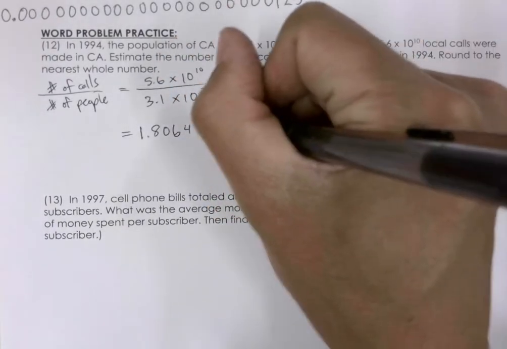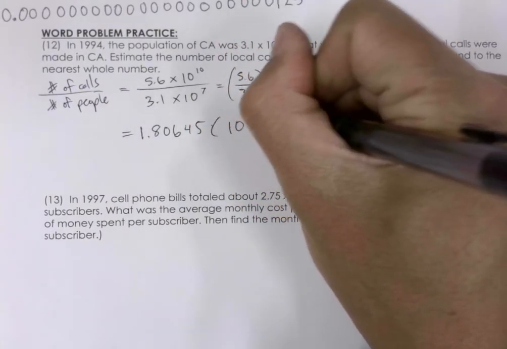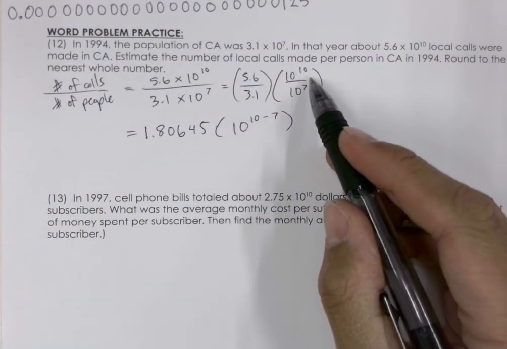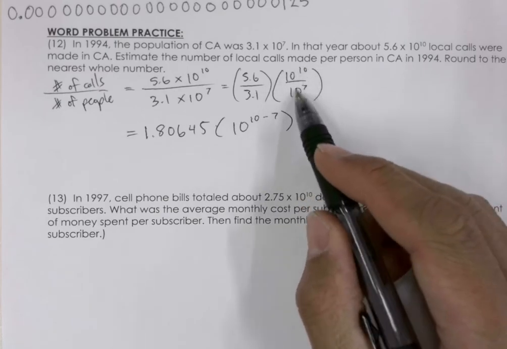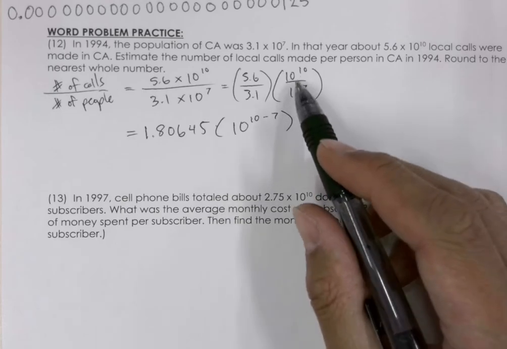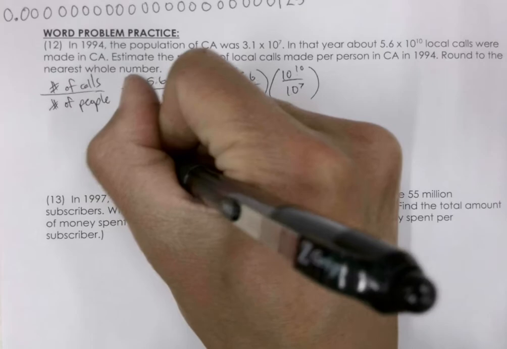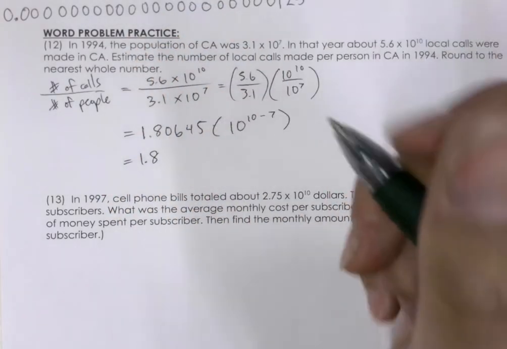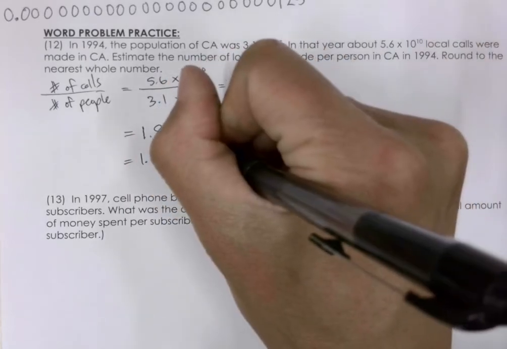And we're going to multiply that by 10 to the power of 10 minus 7. Because of the quotient of powers rule, we take the power of the numerator and subtract the power of the denominator if the bases are the same. Right? So that's going to become 1.8 times 10 to the power of 3.